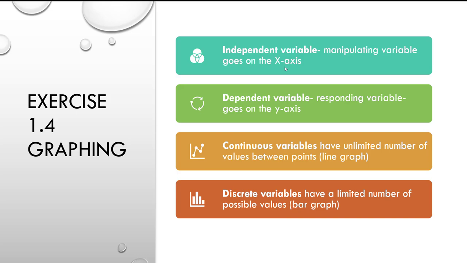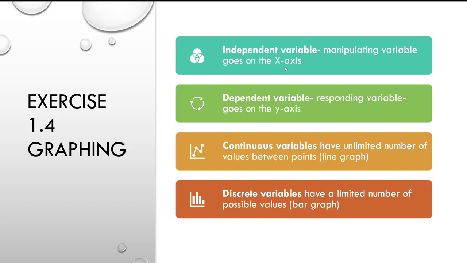So the plant doesn't stop growing. It continues to grow throughout the weeks. So that would indicate that I would make a line graph. An example of a discrete variable would be if, for example, I have two data points that cannot be connected.